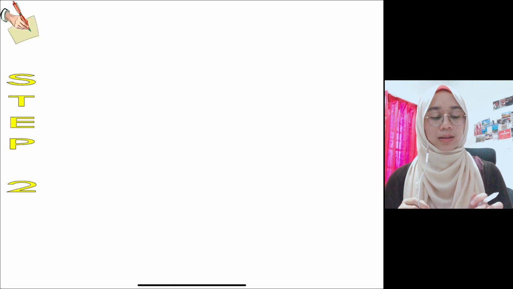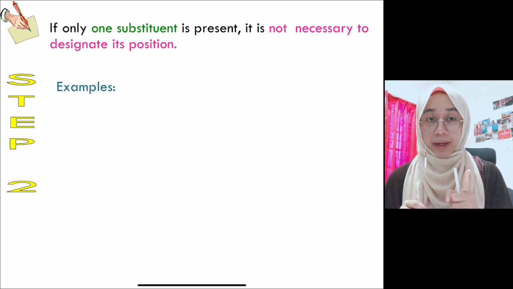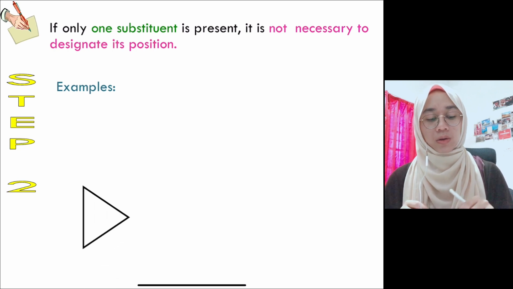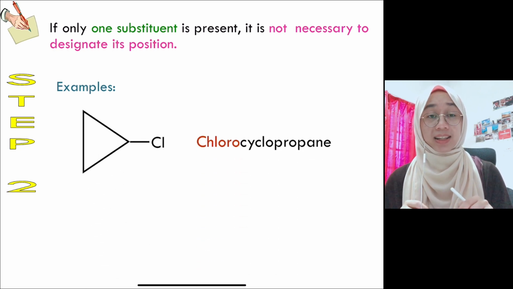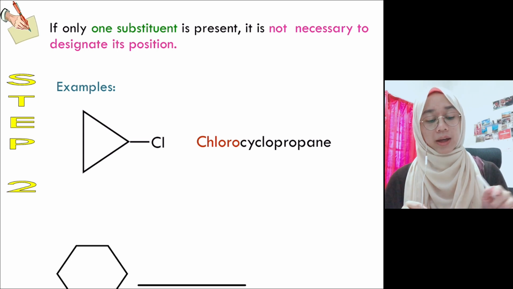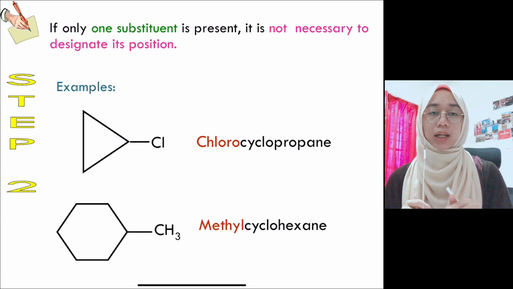Okay, and the next, step 2. If there's only one substituent present, there's no need for you to give the numbering for the position of the substituent. So for example, we have Cl as a substituent, the name will be chlorocyclopropane, and this one here we have methyl as a substituent, so it will become methylcyclohexane.